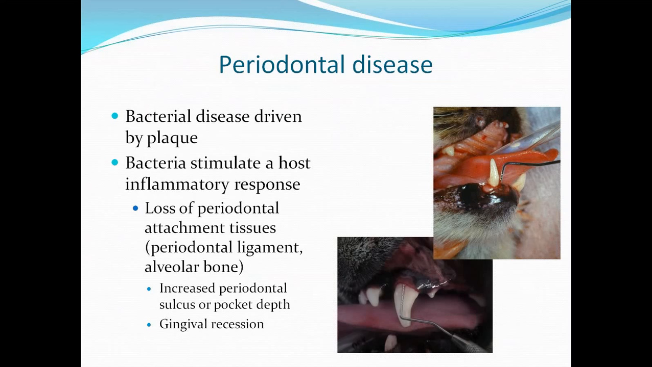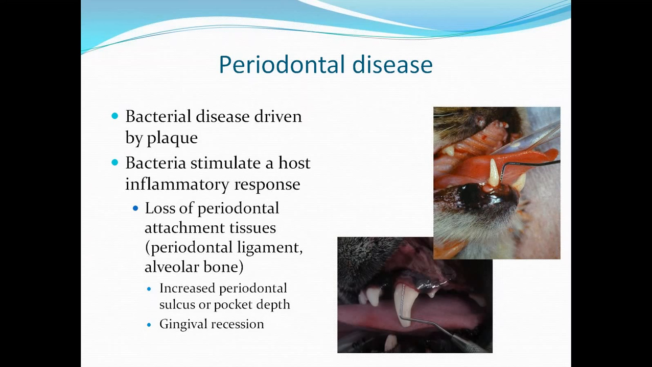We've covered periodontal disease in various parts and little fragments in other webinars, but essentially periodontal disease, as you realize and know, is a bacterial-driven disease. It's caused by plaque, which is a mixture of saliva and bacteria, and then the bacteria stimulate the host's immune response, so we then get loss of the attachment, so loss of the periodontal ligament, loss of the cementum, loss of the alveolar bone, and one of two things occur. Either we get an increase in periodontal sulcus probing depth, or we get a pocket formation, or we get gingival recession.